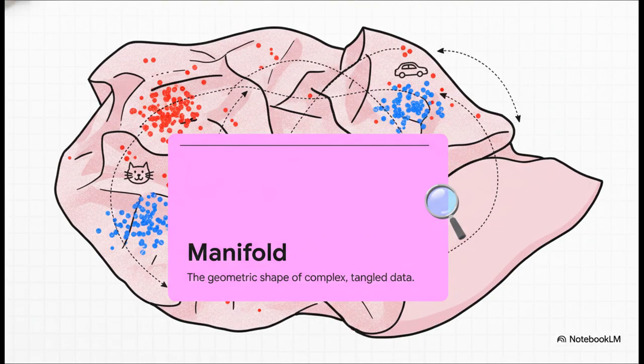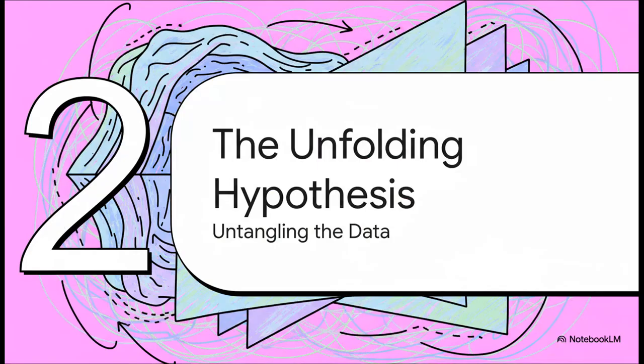Now, in the world of mathematics, this crumpled up, tangled shape actually has a name. It's called a manifold. It's just the underlying geometry of all our messy data. The red cat dots are on one part of the surface, the blue car dots are on another, but they're all crunched together and totally mixed up. And this brings us to this really beautiful, elegant idea for what's happening inside the AI's mind. It's called the manifold unfolding hypothesis. And some really smart researchers set out to prove that this is exactly what's going on.